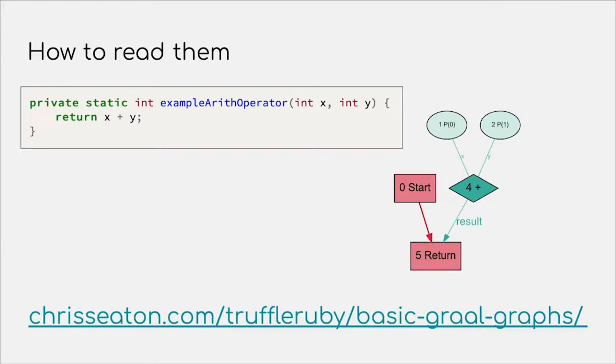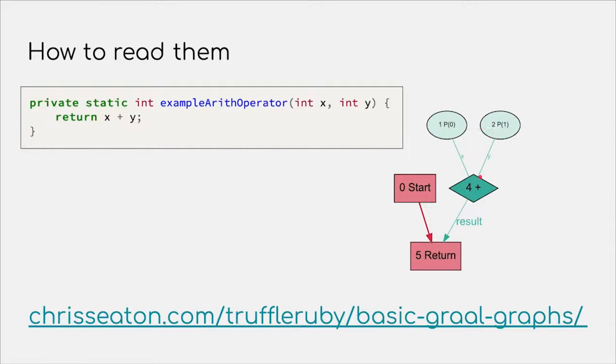So I've got an example arithmetic operator, a method. It takes an x, it takes a y, and it returns adding together the x and the y, and they're both integers. So to read this graph, we've got boxes, nodes, and we've got edges, which are lines between them, and it's a flow chart basically. So in this case, p0 is a parameter, the first parameter, p1 is the second parameter. They are the x and y for this add operation, and the 4 just means it's node number 4.